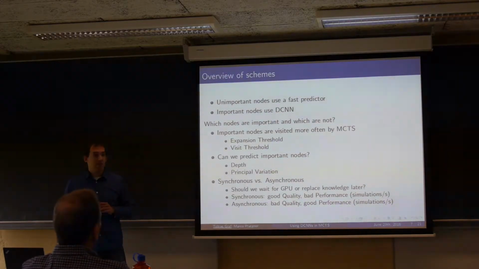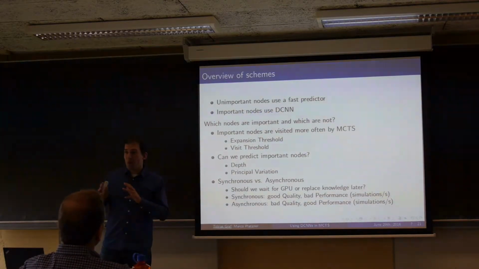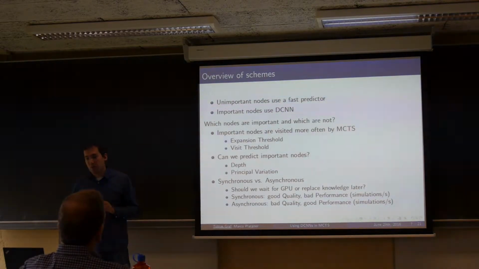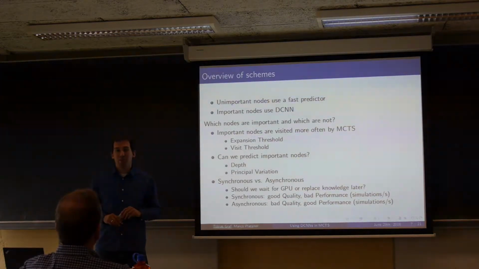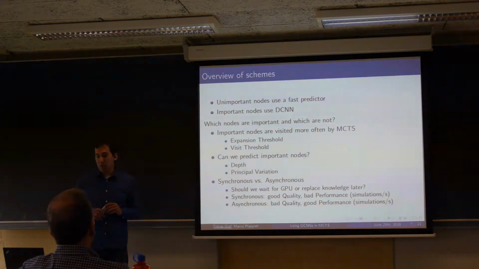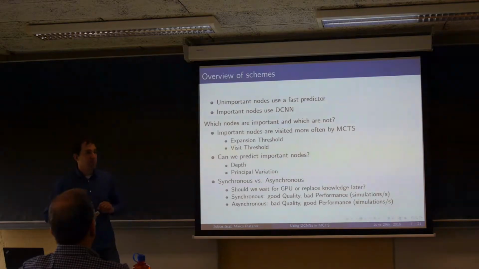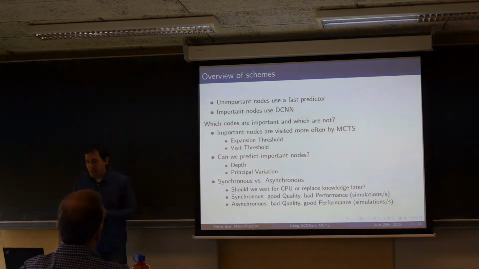The second one, the visit threshold, says we look at how often nodes are visited, and the more often a node is visited, the more important it is. And then we try to be clever and predict beforehand which node might be important. So we try a depth scheme, where nodes near the root might be important, or we try to guess which will be the principal variation. I will come back to that later.